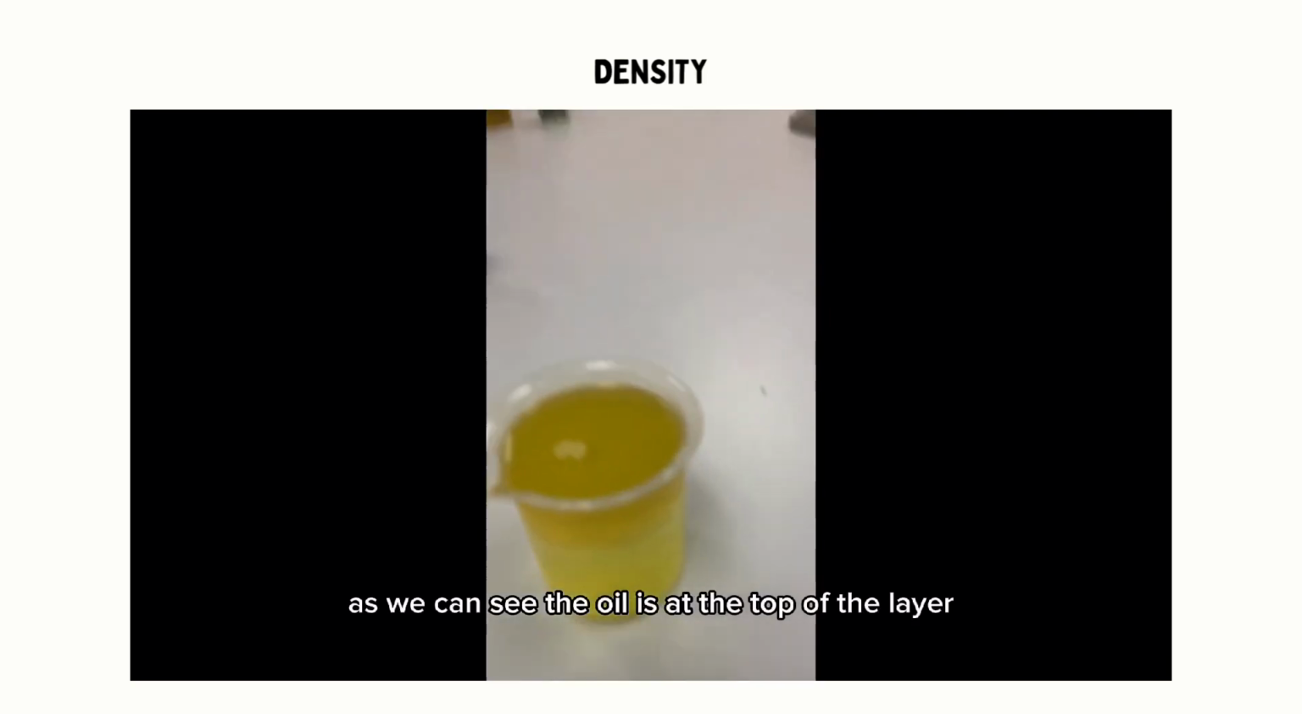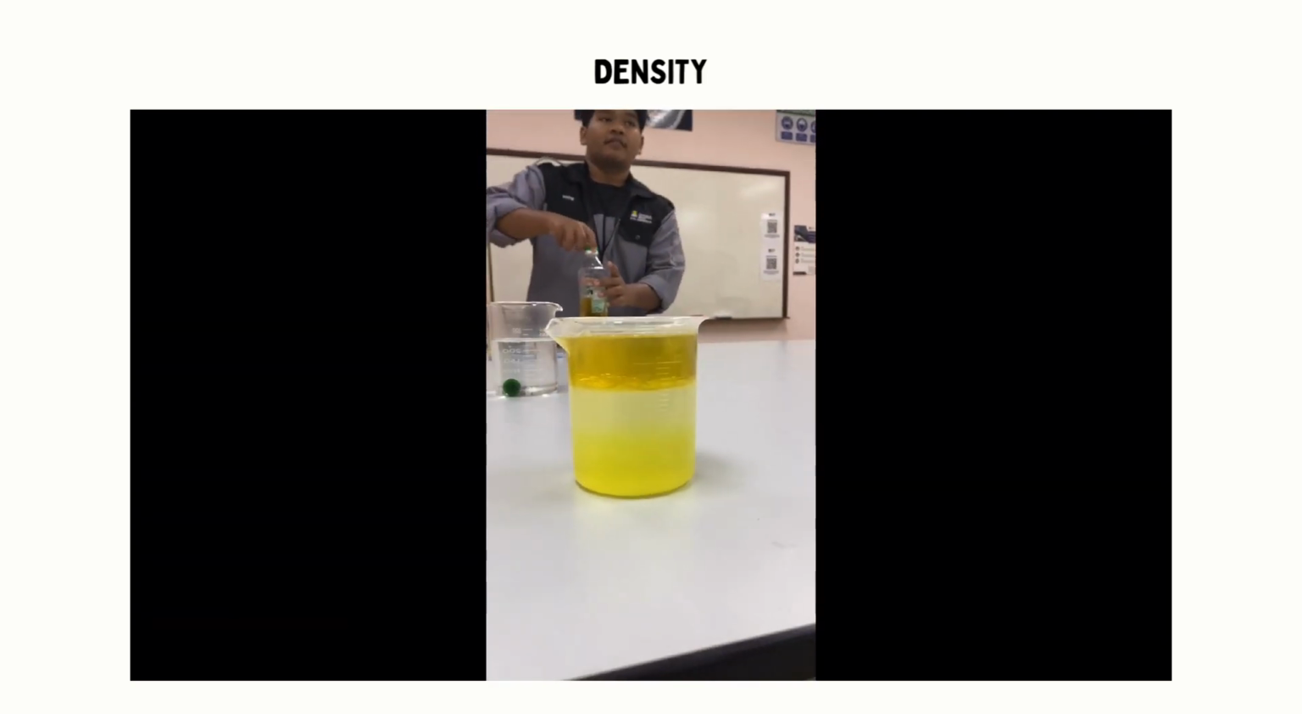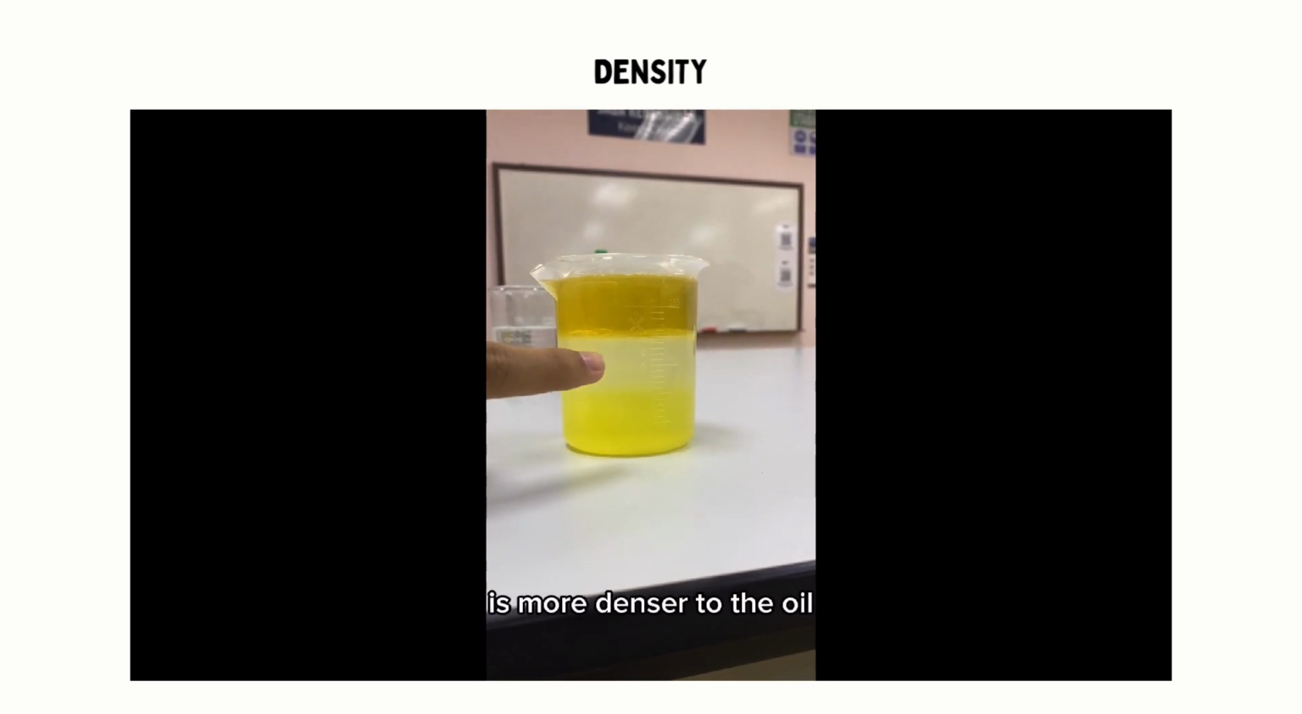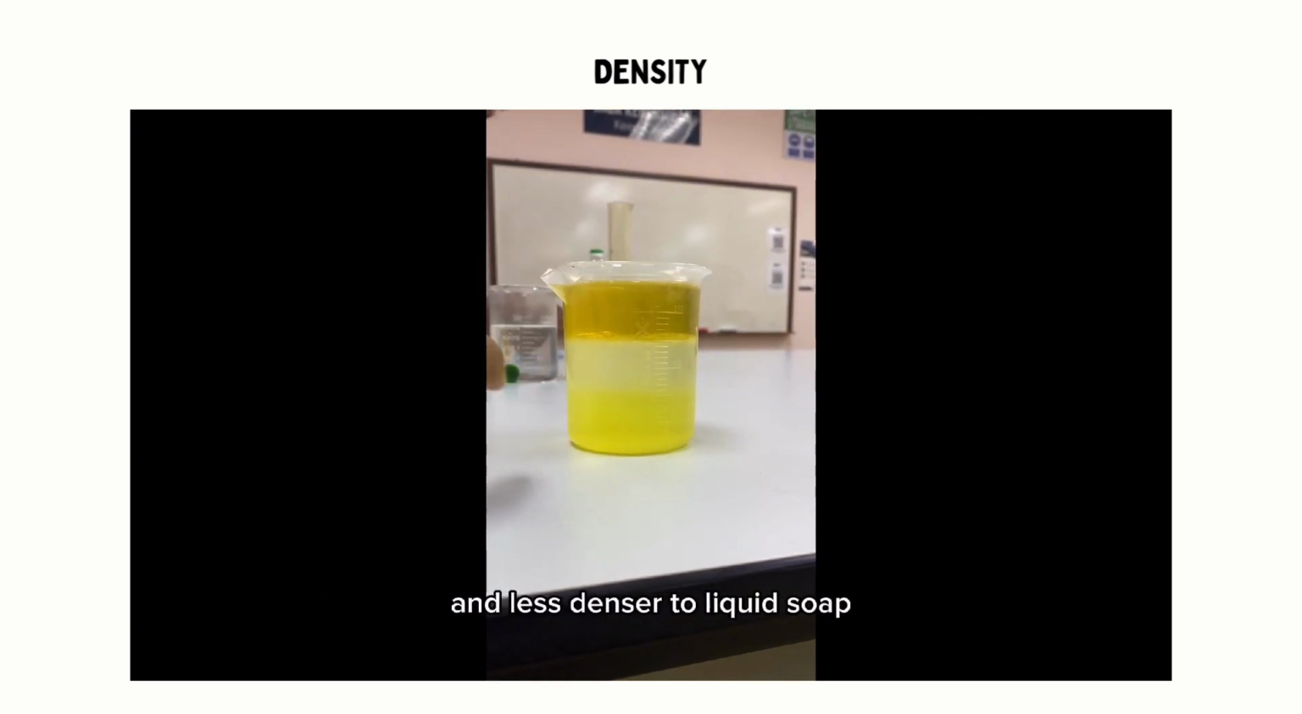As we can see, the oil is at the top layer. The water that is in between the oil and the liquid soap is denser than the oil and less dense than the liquid soap.